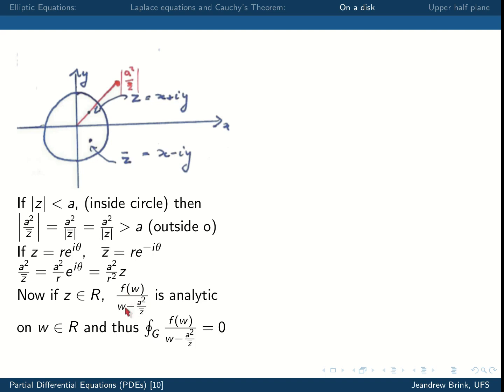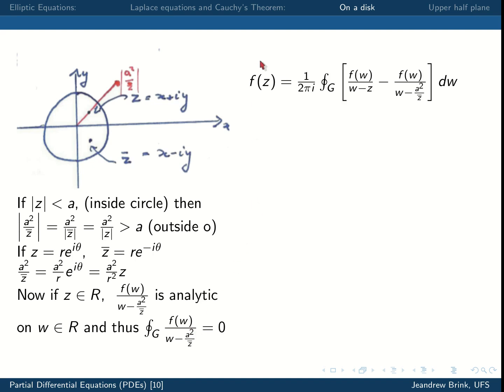And because it is analytic, you can use the first Cauchy's theorem to say that the line integral of this function along the boundary of the disk is equal to 0. Okay. And what you have as a result is you can apply this twice, right?